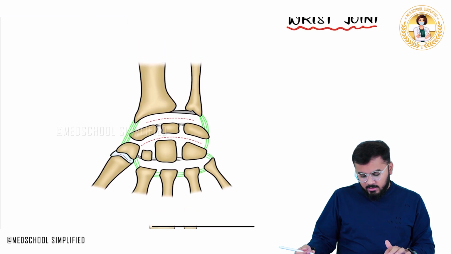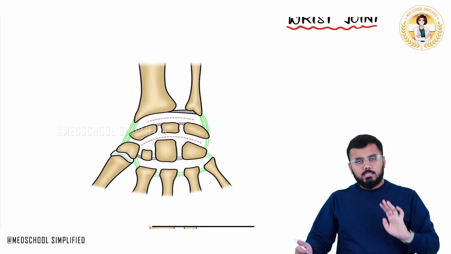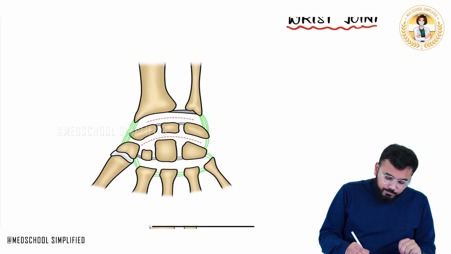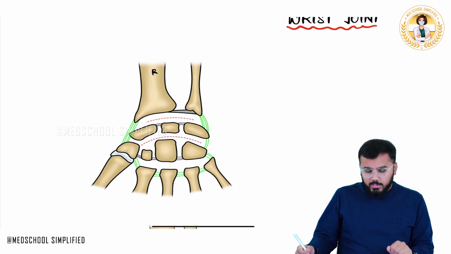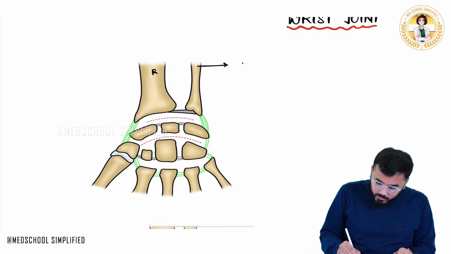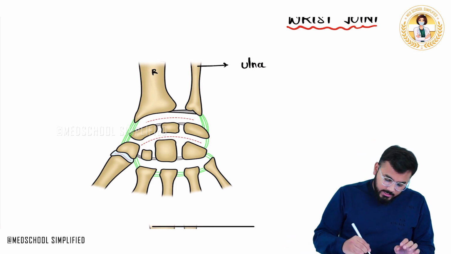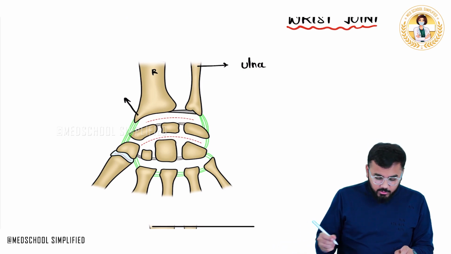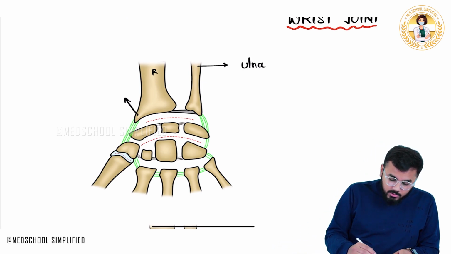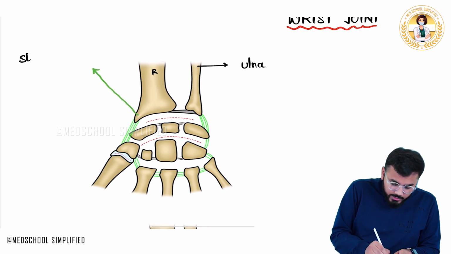First of all, we shall draw and label some things on this picture, and then we shall discuss the wrist joint. First important thing: this is your radius bone, you know that, and this bone is your ulnar bone. This thing over here, which is a little bit sharp, is called the styloid process of the radius.